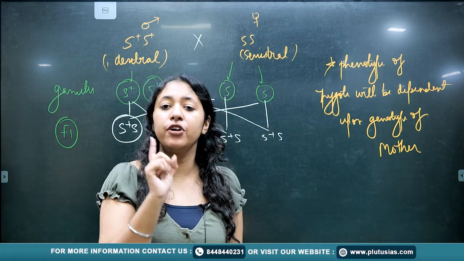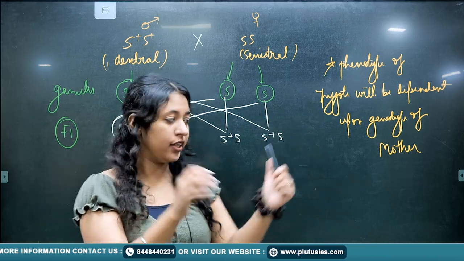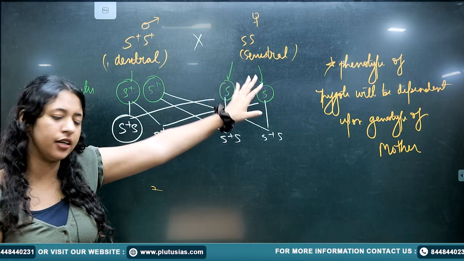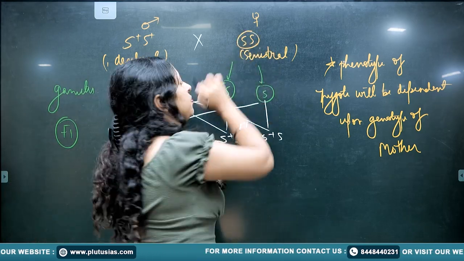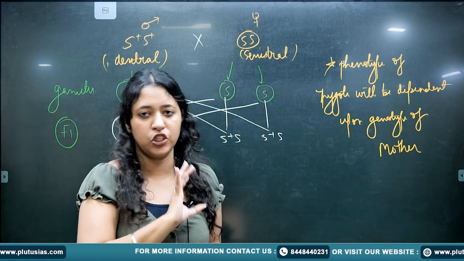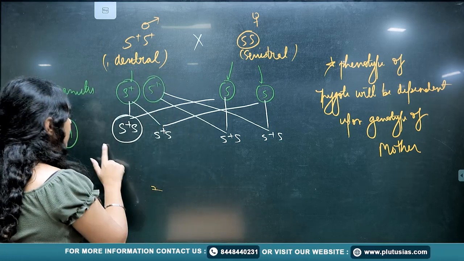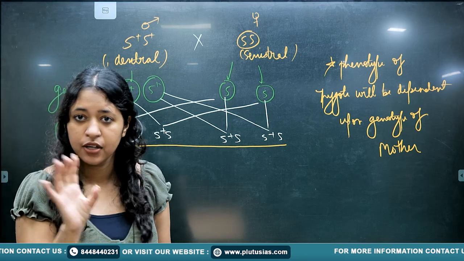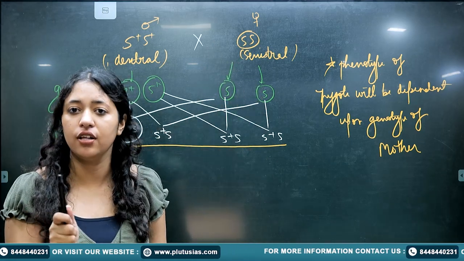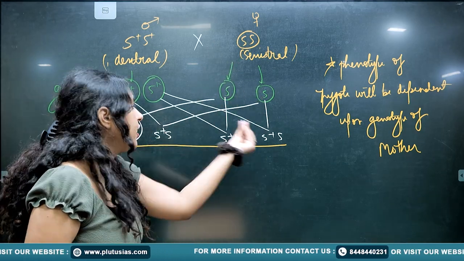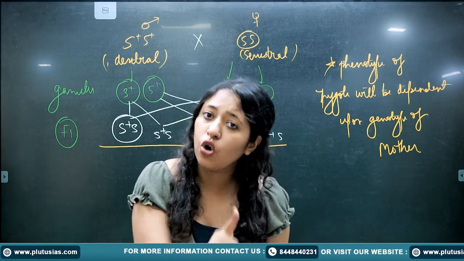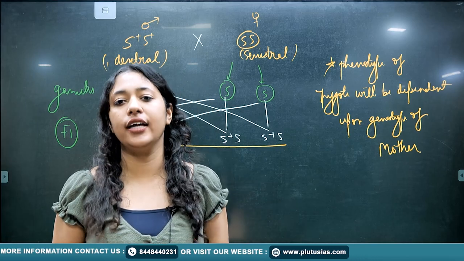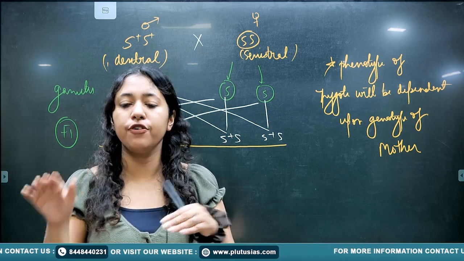The phenotype will be guided by the mother. Now carefully listen. If I look at the genotype of the mother, what is it? The genotype of the mother is small s, small s. Small s, small s means sinistral, right? So no matter that all these are S plus, their genotype will play no role because their mother is sinistral. That is why all these progeny are going to be sinistral. Though they have a genotype to become dextral, that does not control their phenotype.